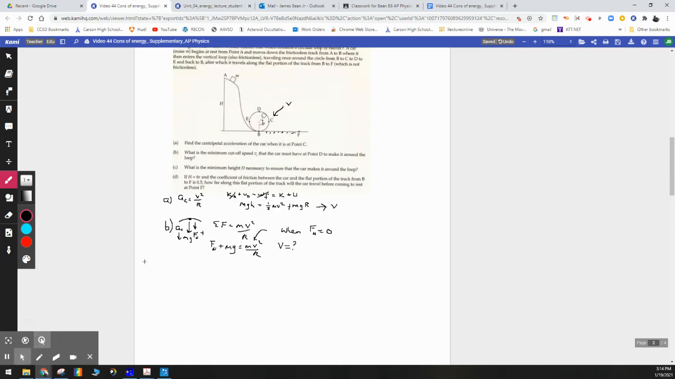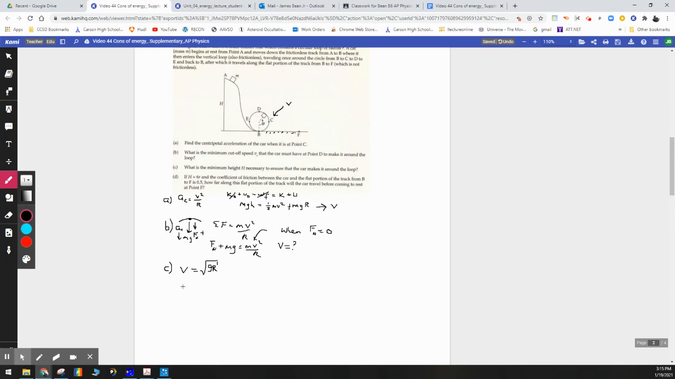All right, so part C is: what is the minimum height h necessary to ensure that the car makes it around the loop? From part B, we should realize that v was equal to the square root of gr. So that was the correct answer for part B. Here we have to figure out what h is, how high you have to start from so it goes all the way around like so.